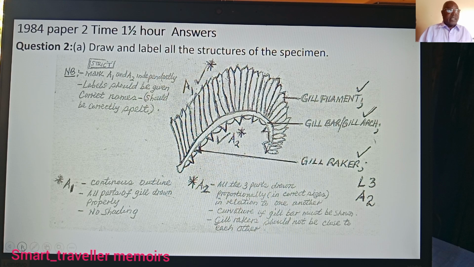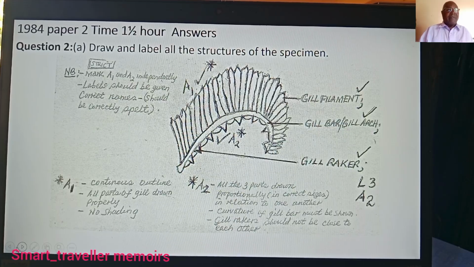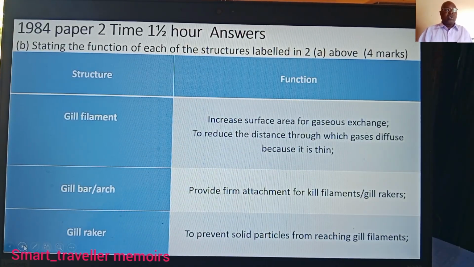So for accuracy, the first mark, you should have a continuous outline, all parts of gill drawn properly, and no shading. And for you to get the second accuracy mark, because we have seen they are independent, all the three parts drawn proportionally in correct sizes in relation to one another. The curvature of the gill bar must be shown. Gill rakers should not be close to each other.